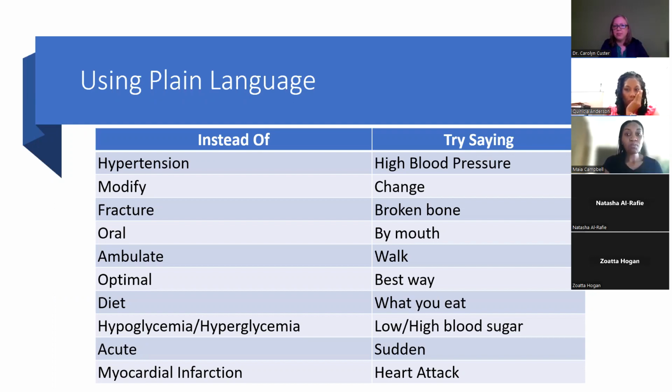Thanks. So, using plain language, again, we just mentioned this: try to avoid medical jargon. I think we're going to say plain language 18 times throughout this series. Things like modify, fracture, etc. One thing that's interesting is the word diet. If you ask someone, what is your diet? They might think Weight Watchers or Atkins or whatever diet, right? But what we're actually asking them is, what do you eat every day? So sometimes you just have to be clear, use plain language, and be very direct.